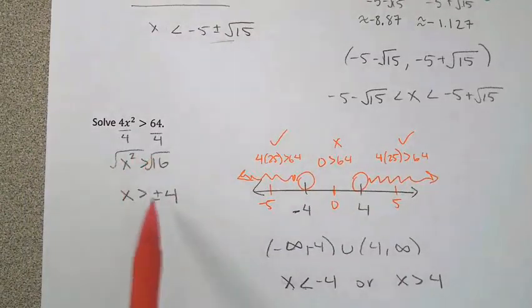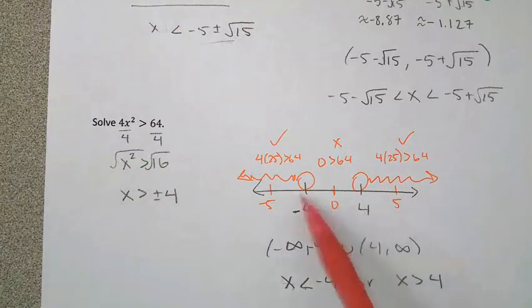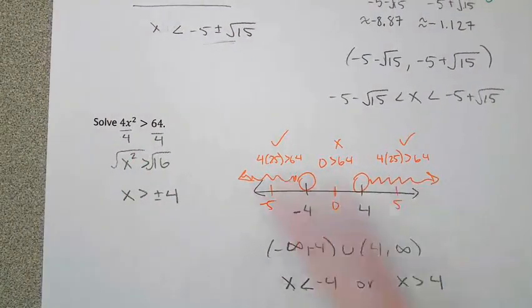For the next one, I also decided to use the root method because I didn't have a b value this time. And so I got plus or minus 4. I picked my tester points. I was on the outsides. So I have inequality notation and interval notation there.